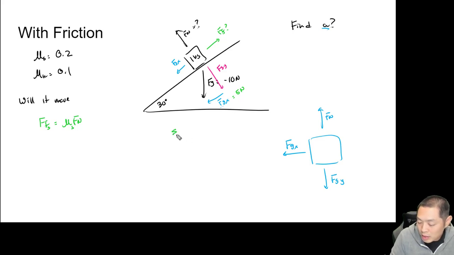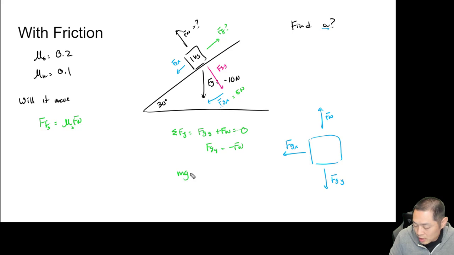So remember, the sum of all forces in the y direction is Fg in the y plus force normal. Since it's not moving up or down, not moving off the surface, we know it's going to be equal to 0. Acceleration there is 0. So Fg in the y is equal to negative Fn. So that's all we have to do. Fgy, remember, is mg cosine theta. And we're not going to worry about sine because I just want a positive number. So here we have 1 times 10 cosine of 30.